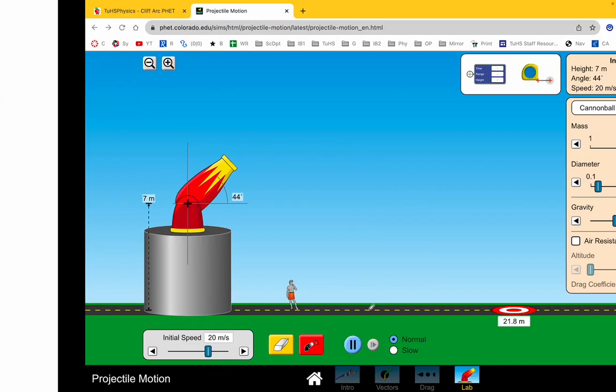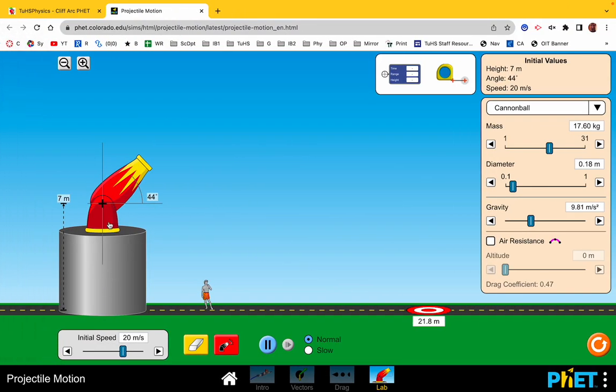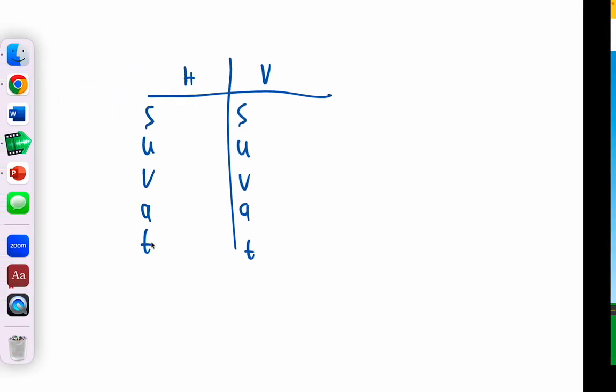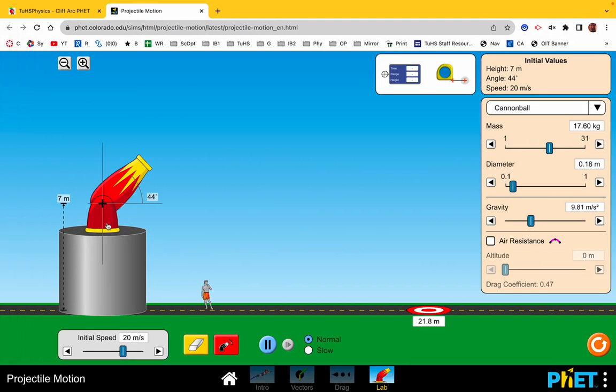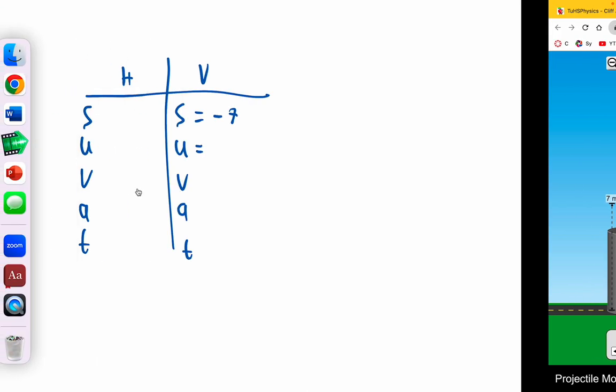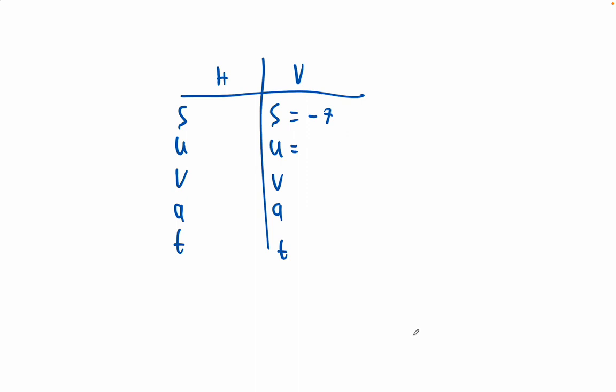Okay. So now let's take a look at this. Our vertical change in height is 7 meters. Okay, so this is down 7. The initial velocity is, well, I can figure that out, right? I've got the launch speed is 20, and the angle is 44 degrees. So I can figure out those components, right? So you can find this guy and this guy using trigonometry, yeah?